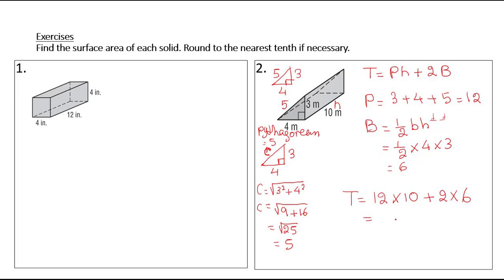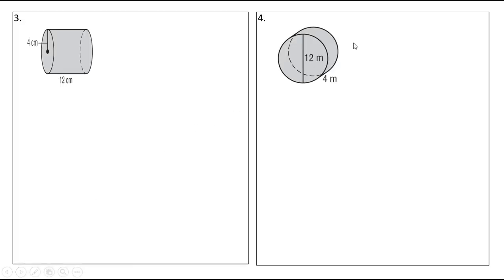So this is equal to 132. We put the units, it was meter. Since it's area, then it's meter squared. If I want to find the volume, it equals the area of the base multiplied by the height. The area of the base is 6 multiplied by the height, which is 10, and this is equal to 60 meter cube.